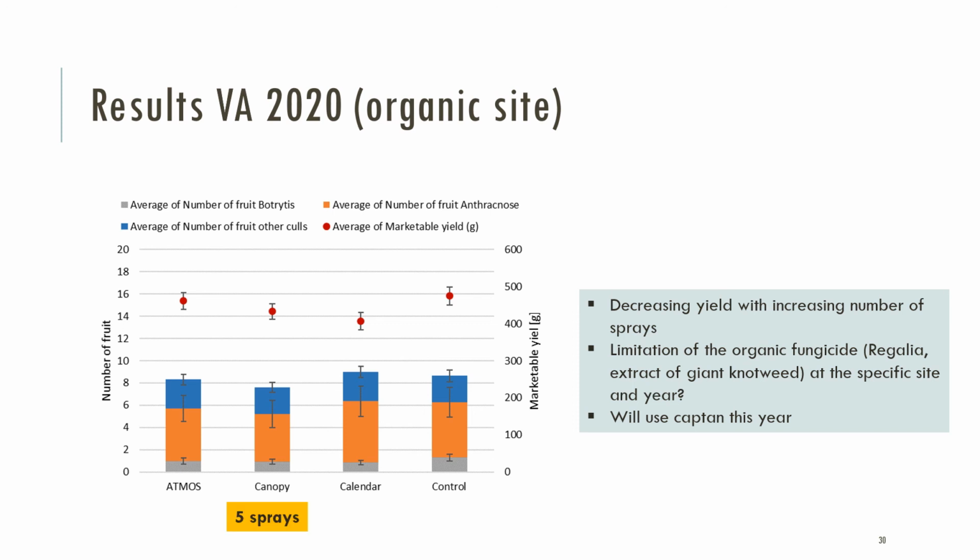In fact, we had 5 sprays for the canopy-based spray schedule, 11 sprays for the weekly calendar spray, and 3 sprays for the Atmos-based spray schedule. Despite those differences in the number of sprays, the yield was not greatly influenced by those spray programs, and also the disease incidence was quite high. So all in all, we can say that the fungicide had no effect in this trial in any of the treatments. Actually, the yield is lowest in the treatment with the highest number of sprays and highest in the control that didn't receive any sprays at all.